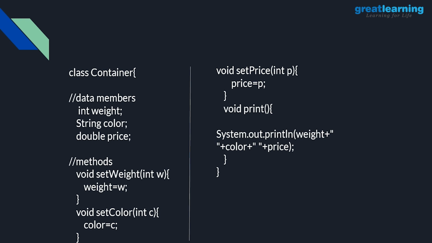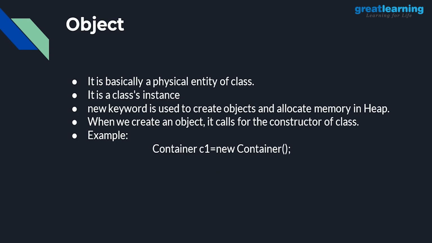Now if we want to access any data member or method in this class, we need an object. So an object, right, is basically a physical entity. Earlier it was just a class sitting there, but how can we use it? Anything that is present in it, we can use with the help of this physical entity called an object.